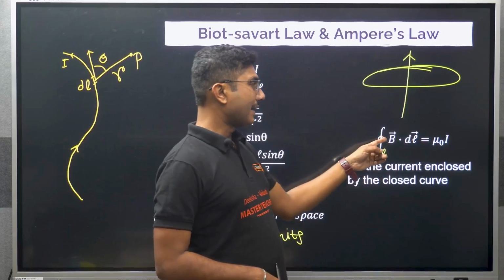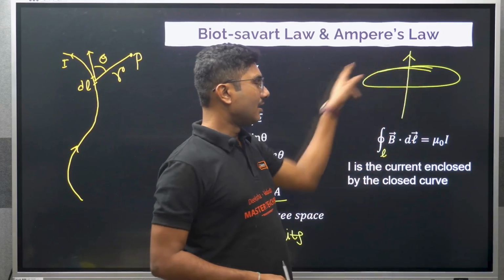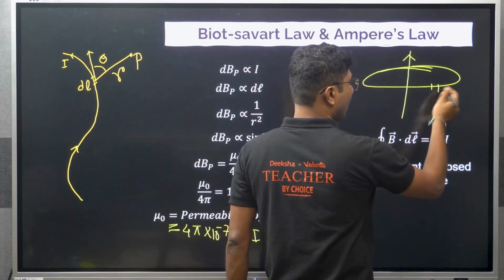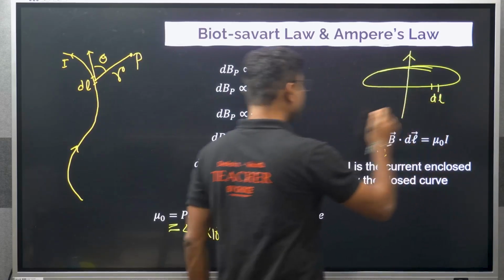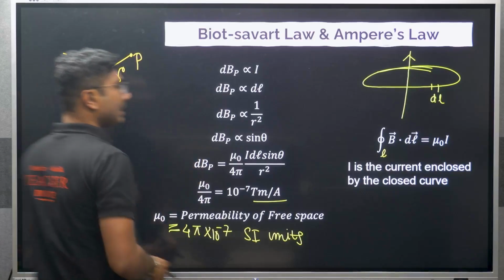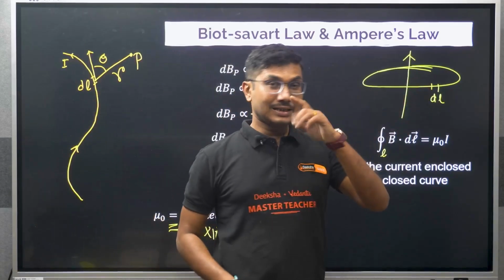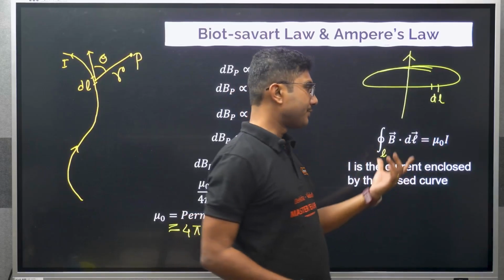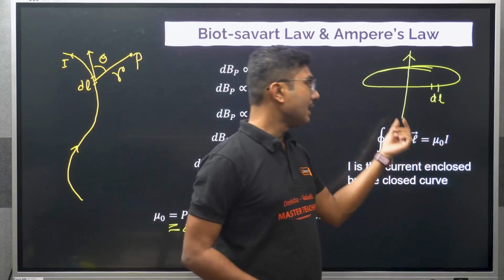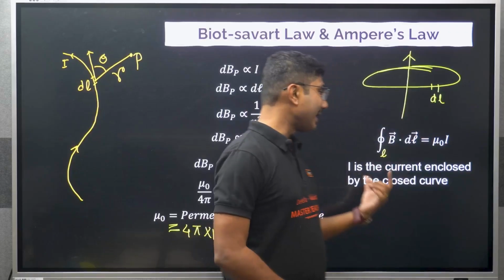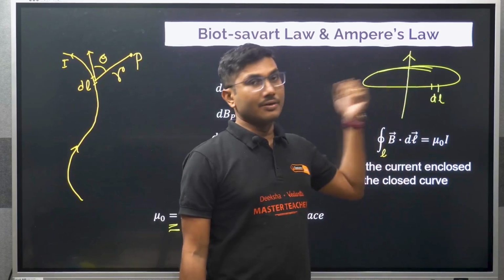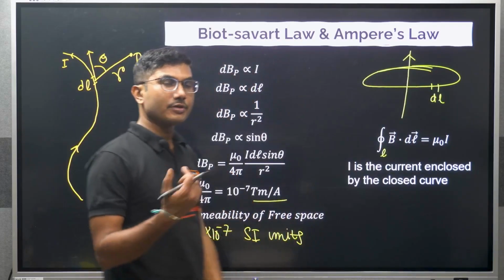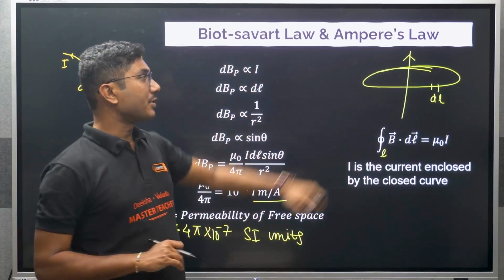B is the magnetic field, dl is the line element of the curve that we are considering. Here dl is the current element, there dl is the line element. That is the difference between these two laws. Mu naught is obviously the free space permeability, and I is the current enclosed by the curve, similar to Gauss's law. In Gauss's law it was charge, in case of Ampere's law it is the current.